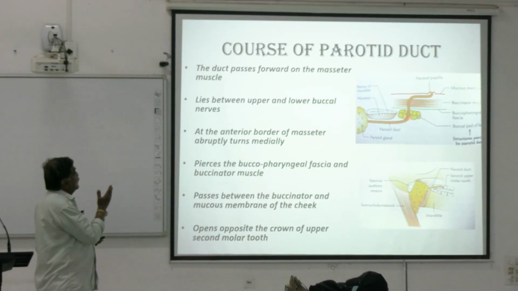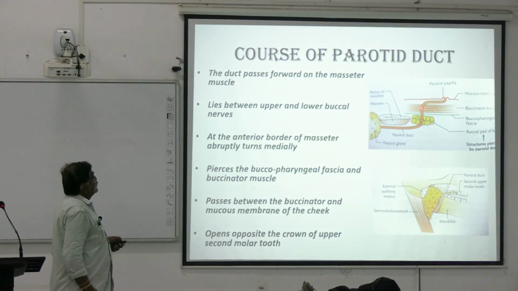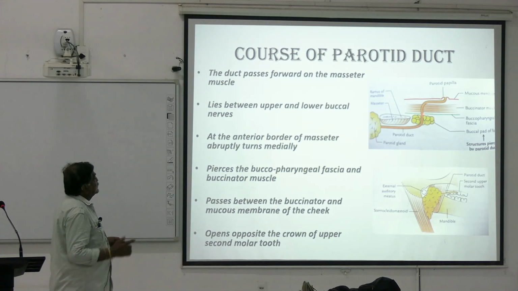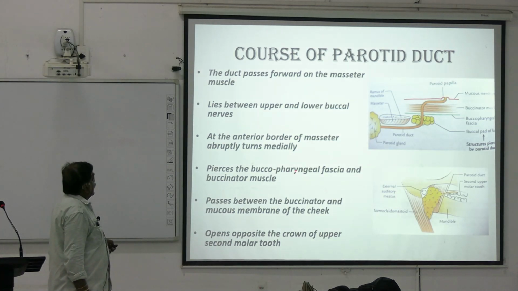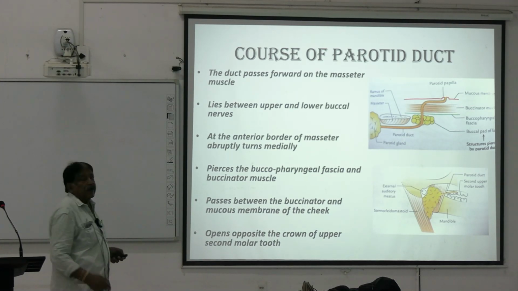Again it moves off. It goes like this and then it moves off. At the anterior border, it just turns. Abruptly turns medially, pierces the buccopharyngeal fascia and buccinator muscle. This is the buccinator muscle, this is the buccopharyngeal fascia. The green is the buccopharyngeal fascia, this part. This is the buccal pad of fat.